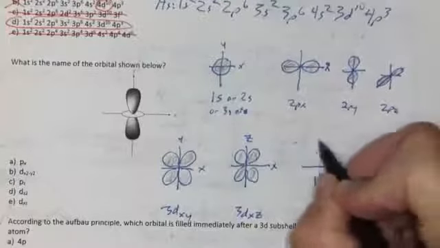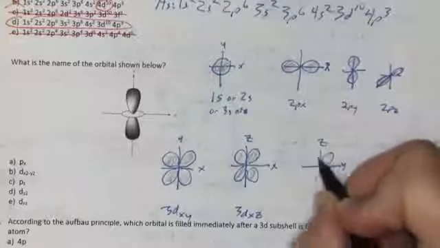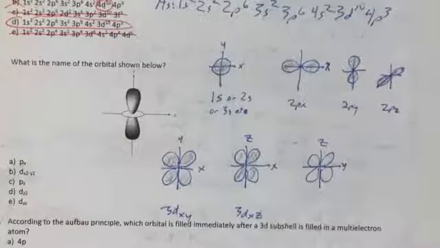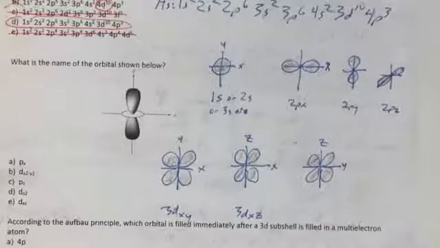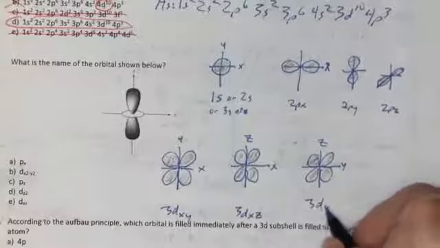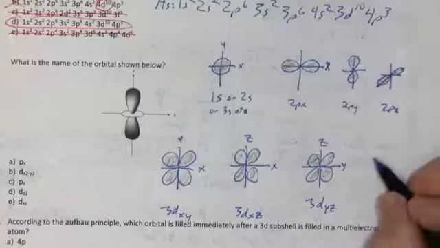And the 3d yz has a four-leaf clover, but it's perpendicular to both of these as well. So if this is the y-axis and the z-axis, we've changed our perspective. Then you get four lobes. So those are the four normal-looking 3d orbitals. This is 3d yz. Then you have the two oddball orbitals.